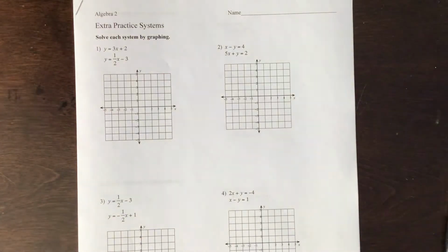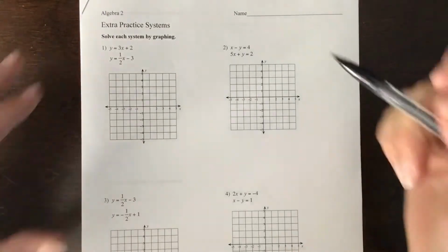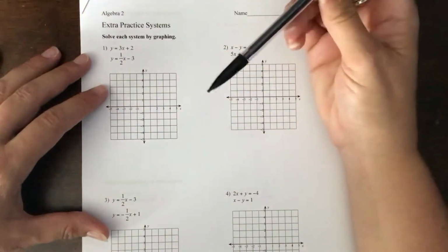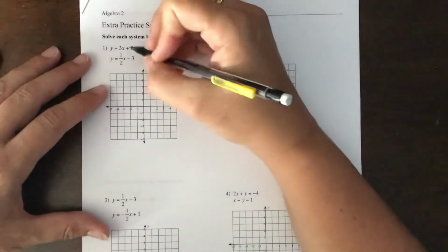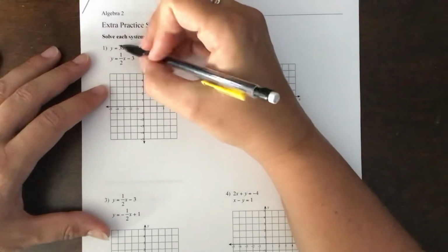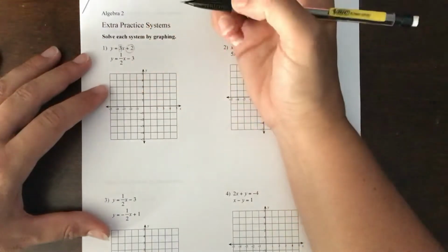Okay, so this is review over systems. All right, so first we're going to start with graphing. On this first problem, both equations are solved for y, so it makes it pretty easy. The number without the letter is your y-intercept, and then the number with the letter, that is your slope.